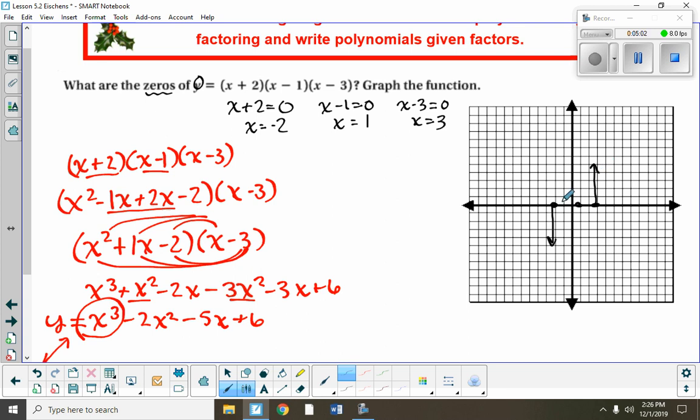Now, we have to just figure out what's happening in the middle. So to do that, we'll make an XY chart and just plug in some of those values between the intercepts.